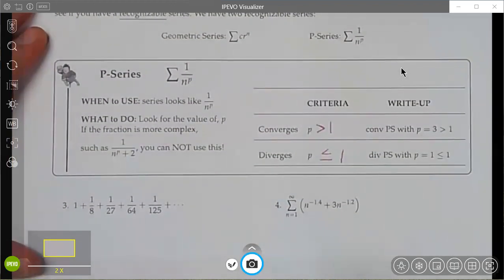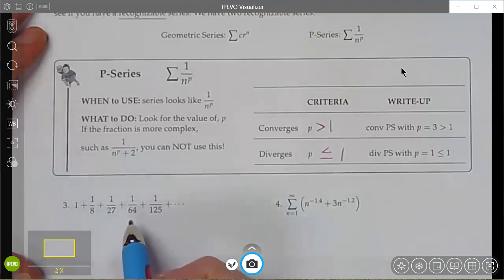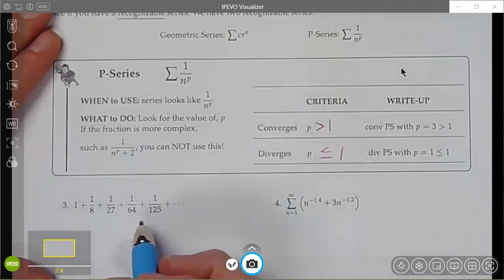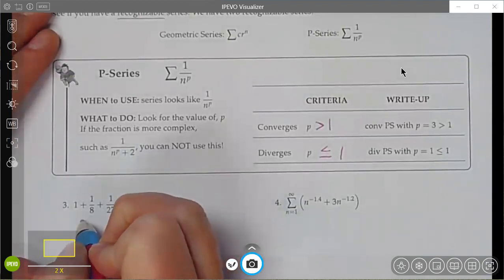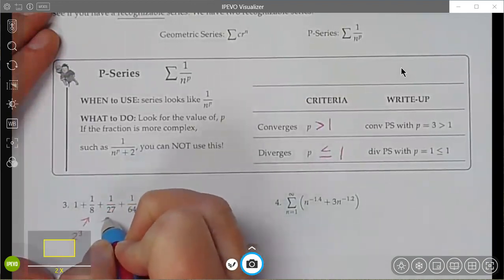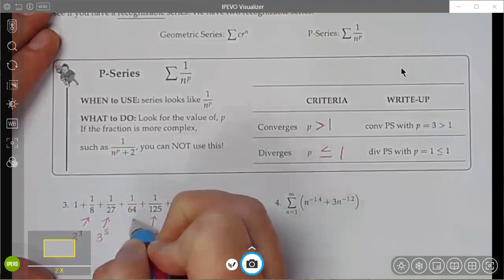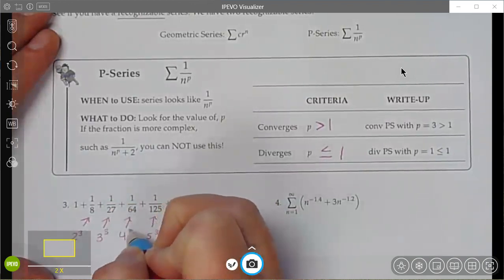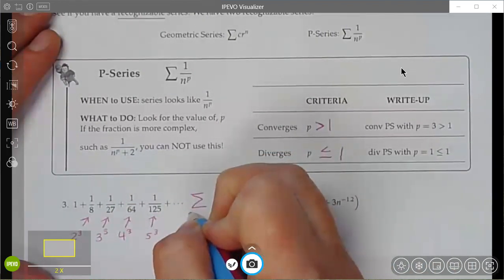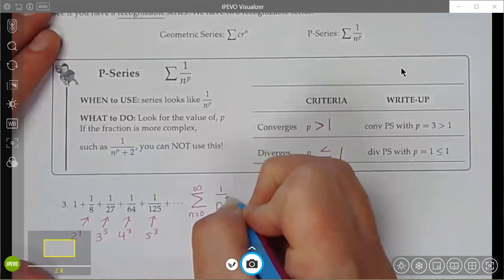Number 3, so I have 1 plus an eighth plus 1 over 27 plus 1 over 64. So I need to figure out what the pattern is here so I can see if I have a p-series. I know that 8 is 2 cubed, and 27 is 3 cubed. And 125 I know is 5 cubed, and I can make a pretty good guess that 64 is going to be 4 cubed. So this looks like the series from n equals 0 to infinity of 1 over n cubed.